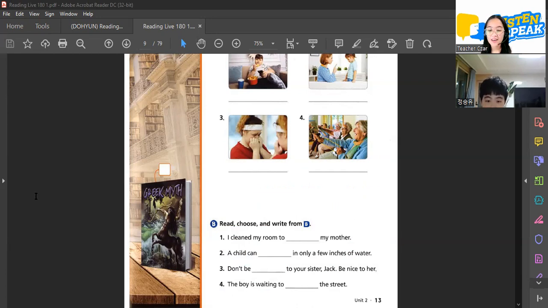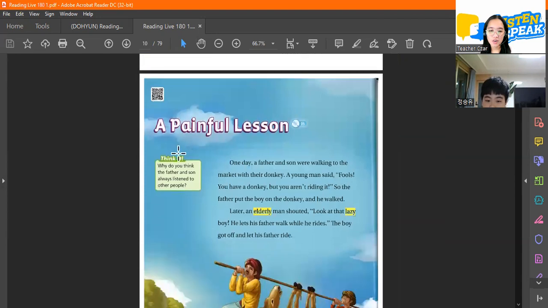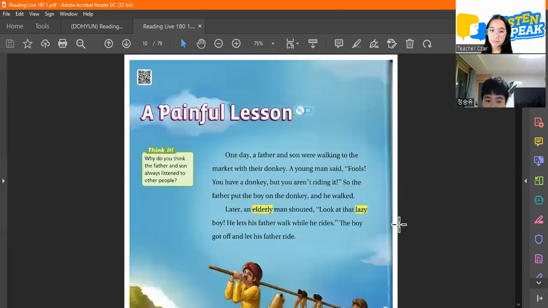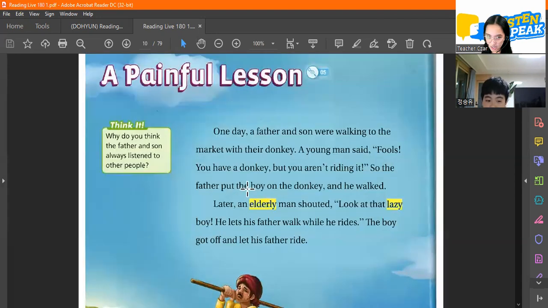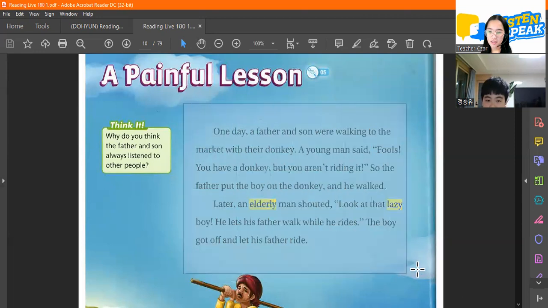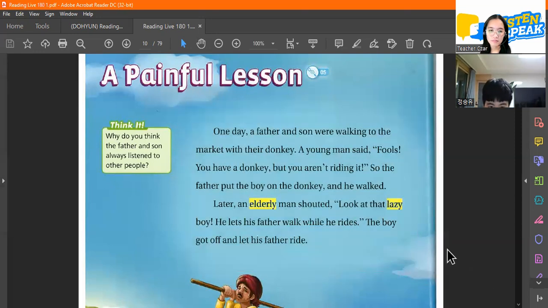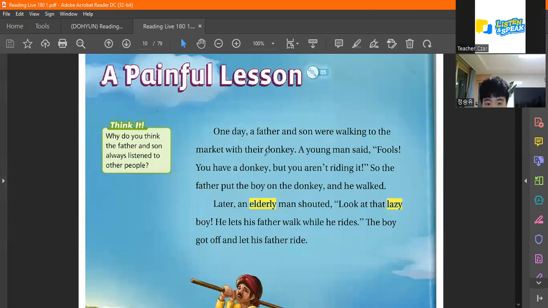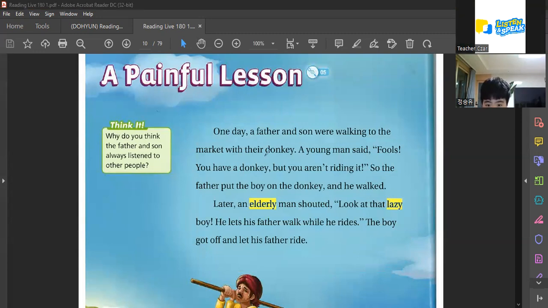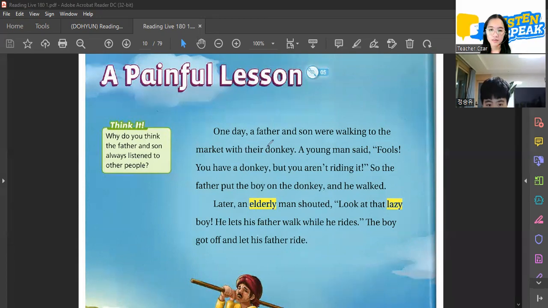Now, do you have any more questions about this? No. No question? So let's try to move on now to the story about a painful lesson. So let's start with this one. Can you read this? One day, a potter and Seung were walking to the market with their donkey.